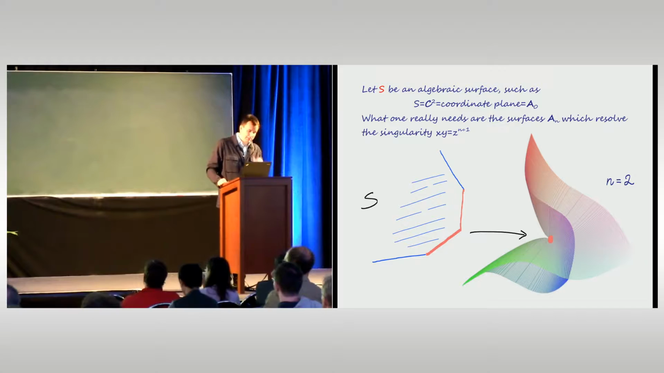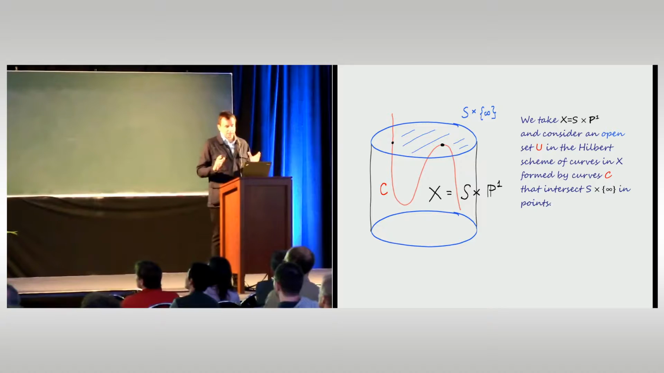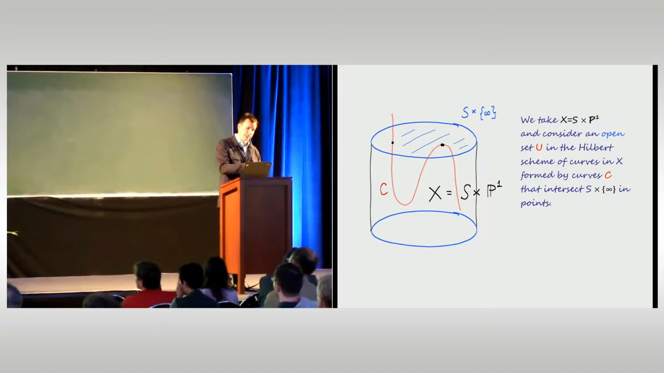And so once you have a surface, I can consider the following geometry. I'll take a cylinder, a product of my surface with P^1, and I'll plot it as a cylinder. Inside that cylinder, I have a divisor, namely my surface cross infinity. So the top of that cylinder is S cross infinity.